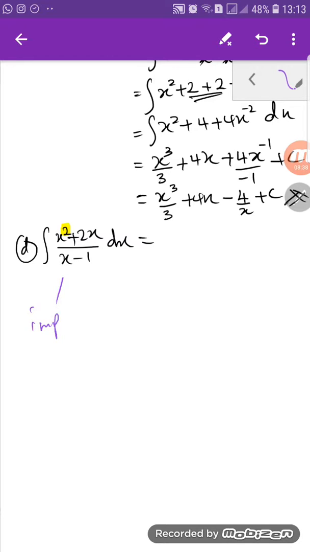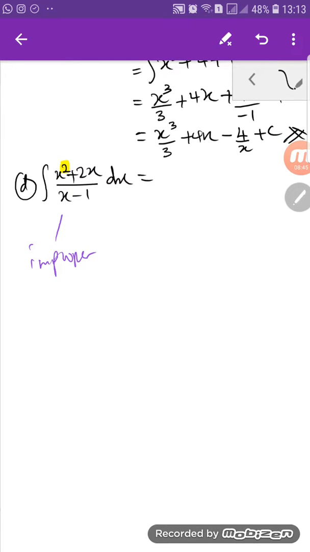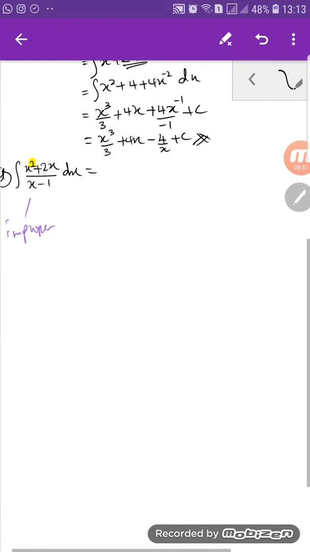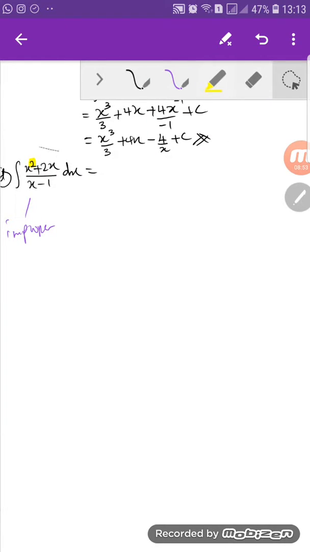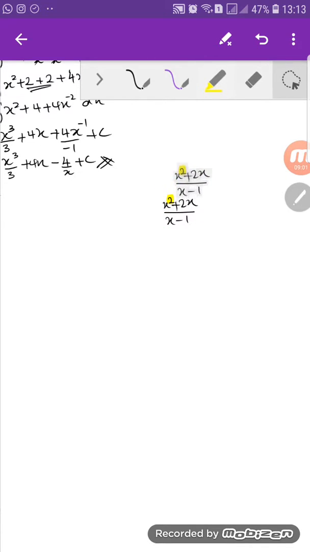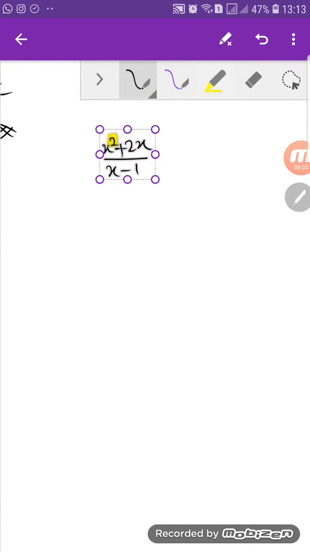is improper. So since it's an improper fraction, we can start doing long division. So we must express this whole fraction in the form of partial fractions. So let's do that here, shall we? Okay, good. So what we want to have here is x squared plus 2x divided by x minus 1.